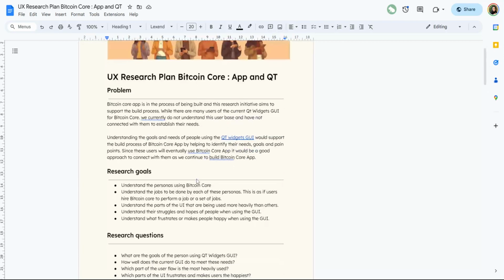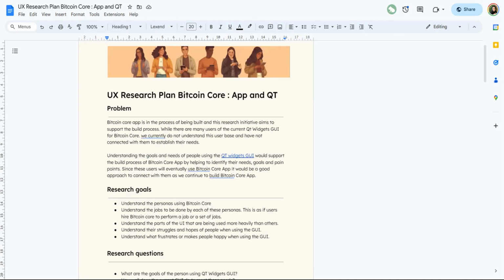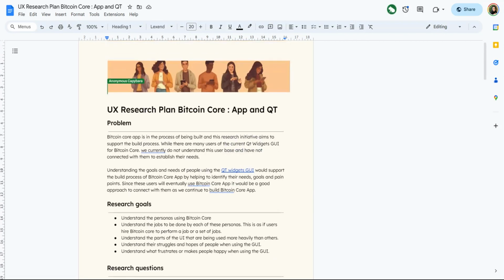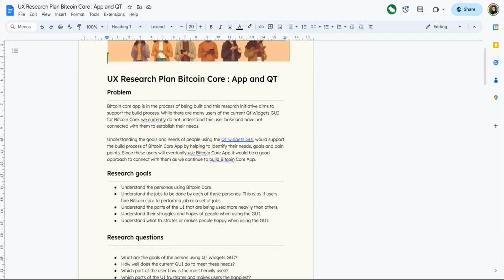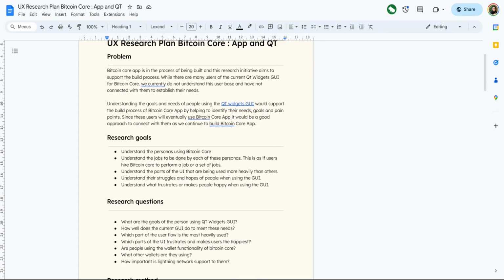I love this. Yeah, absolutely. So this is the initial research plan, which I shared here. We collaboratively came up with this. This is the document, which I know Christoph jumped in and commented on, and a few of the devs as well. The Qt widgets GUI is being designed at the moment. Design is ahead of development at the moment.